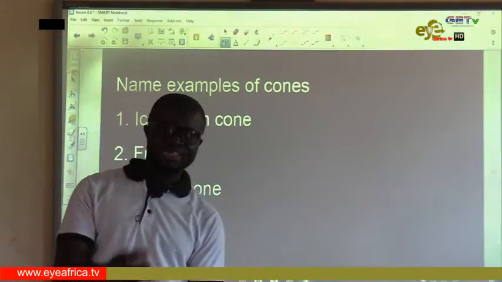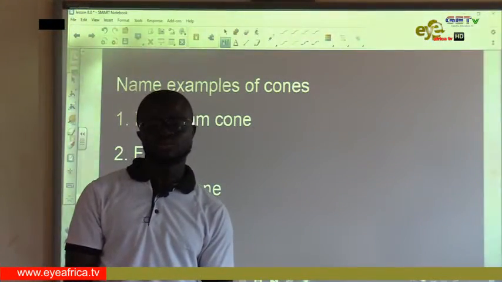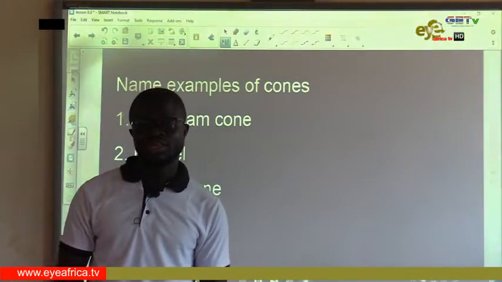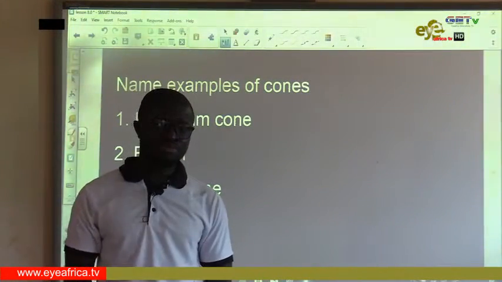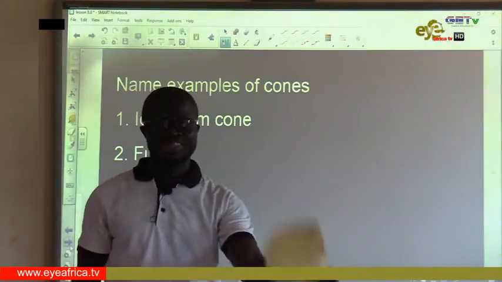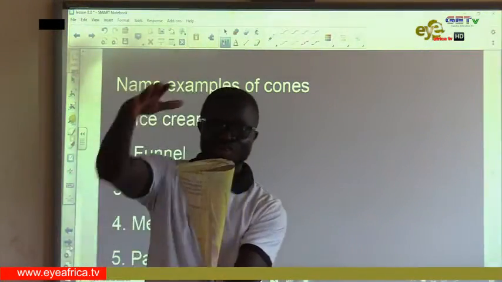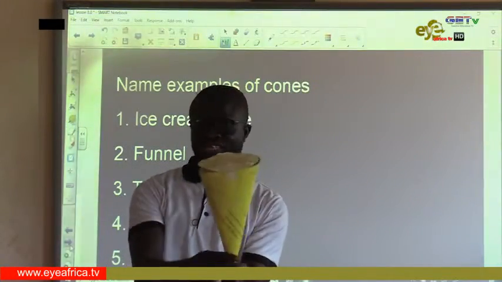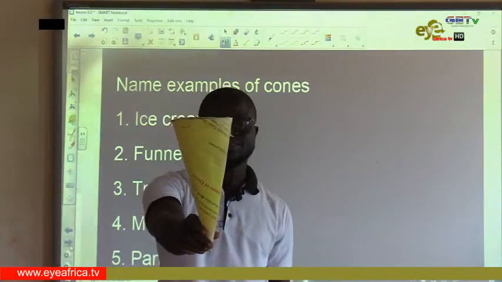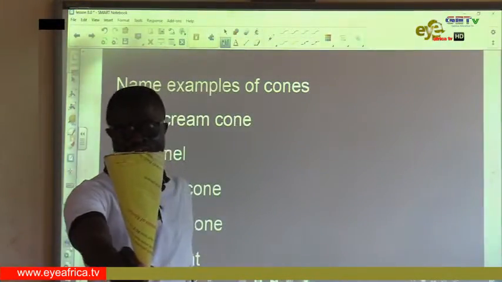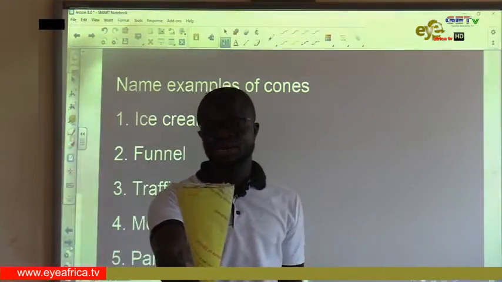If you look at the ice cream, the shape of the ice cream is like that of a cone because it looks like this exactly, where the cream is mounted on the top. Is it not exactly like this? Of course, they look alike. So we can cite that as an example at the level that we are.